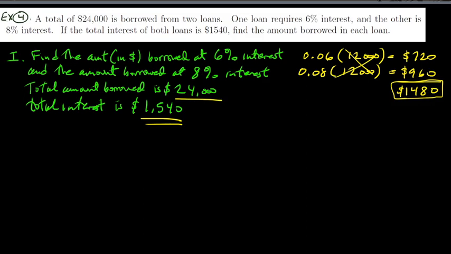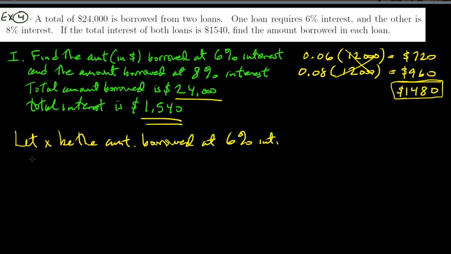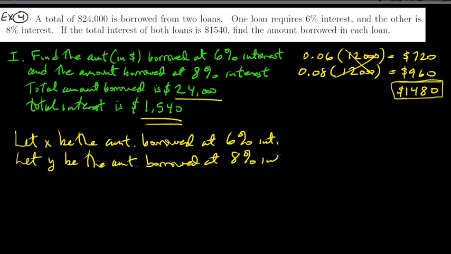So once again, the answer is not to split it up evenly. There's a lot of ways of dividing up two loans into $24,000. It could be $10,000 plus $14,000. It could be $1,000 plus $23,000. There's a lot of different ways. So let's let X be the amount borrowed at 6% interest. And let's let Y be the amount borrowed at 8% interest.